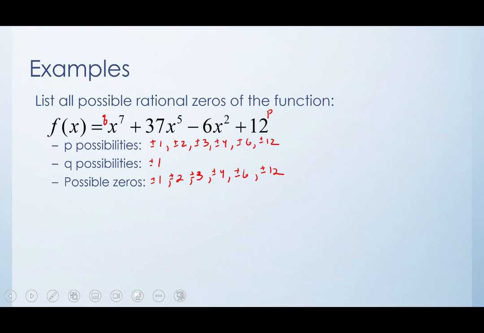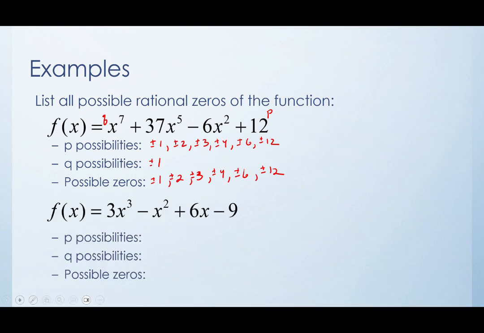Okay, so we've got another example here. Again, this one's a third order. We need to list out our p possibilities, and remember that's coming from the constant term. So we're looking for factors of negative 9. So we get plus or minus 1, plus or minus 3, plus or minus 9. And for our q, we've got plus or minus 1, plus or minus 3.